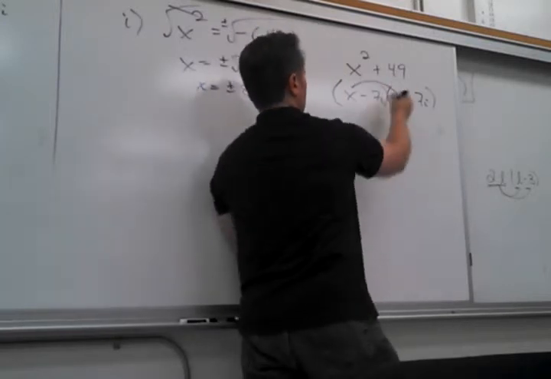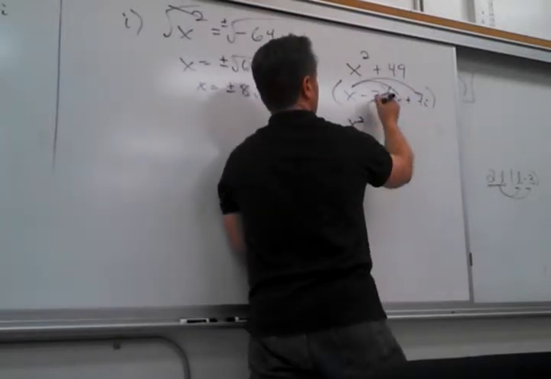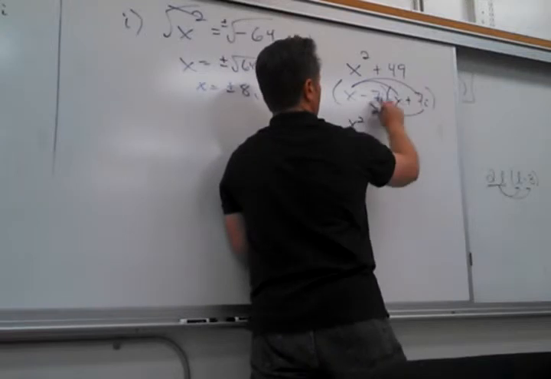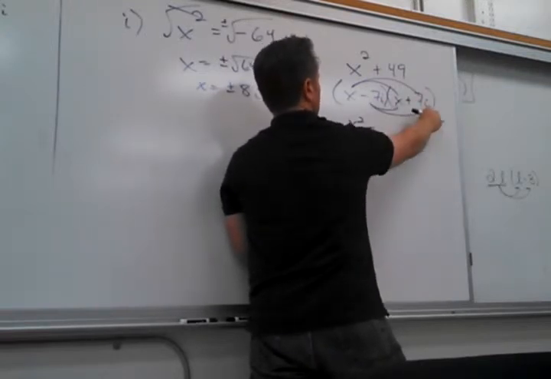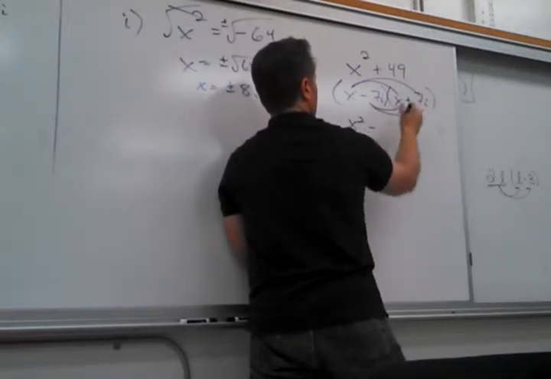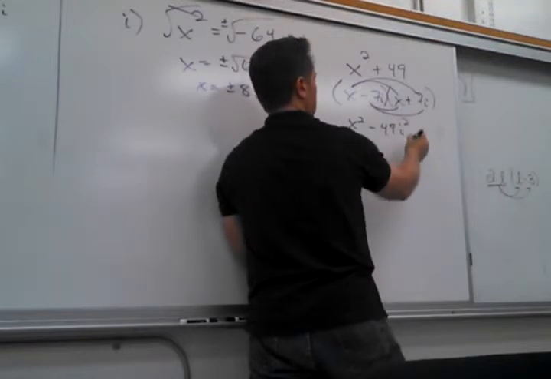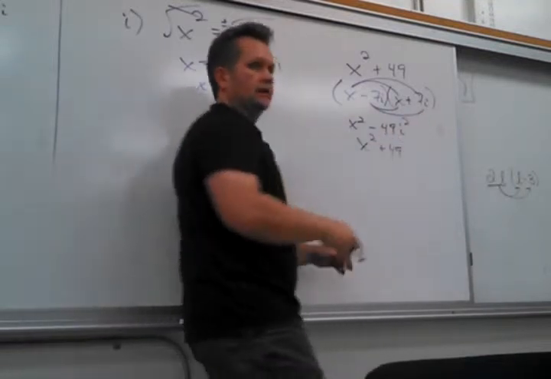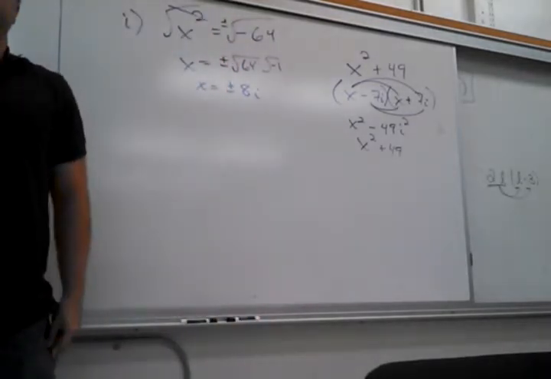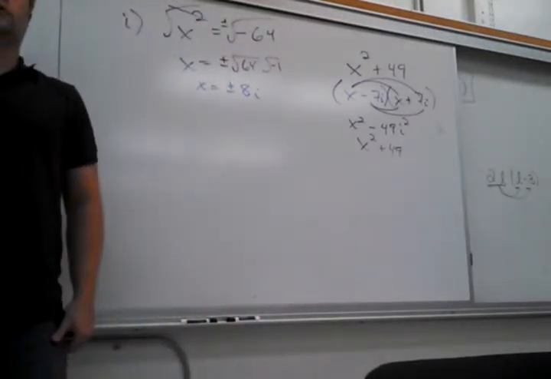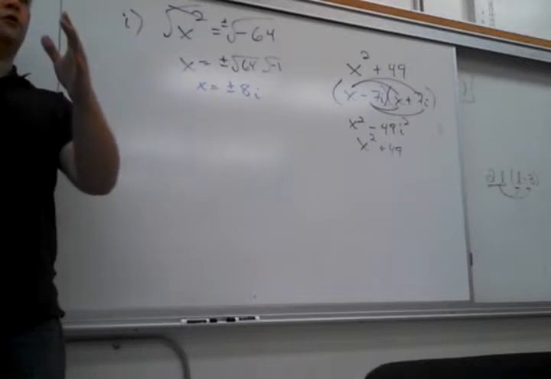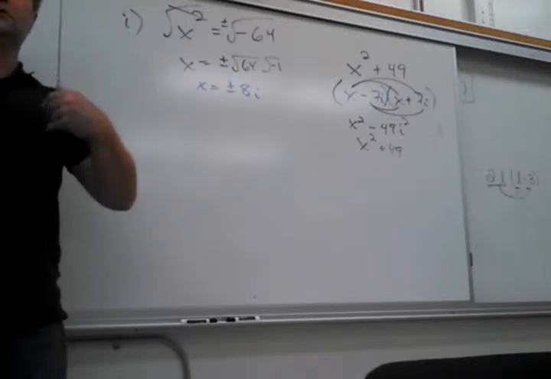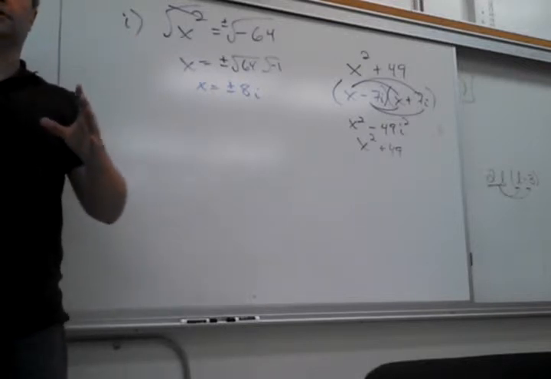Let's check it. x squared plus 7ix minus 7ix, and then minus 49 i squared, which is negative, which of course becomes plus 49 because i squared is negative 1, right? Oh, wow. So you can only factor a sum of squares if you're allowed to use complex numbers.